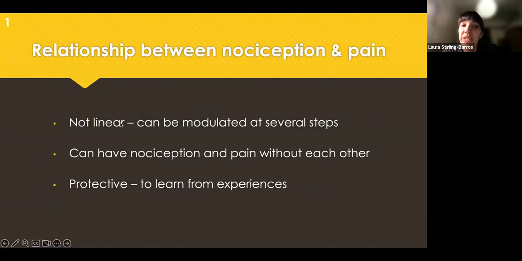So just coming on to this, the relationship between nociception and pain is not linear, and it can be modulated at many different steps, which we'll further discuss. And it's protective, essentially to help you learn from experiences and get away from the thing that's causing you harm.